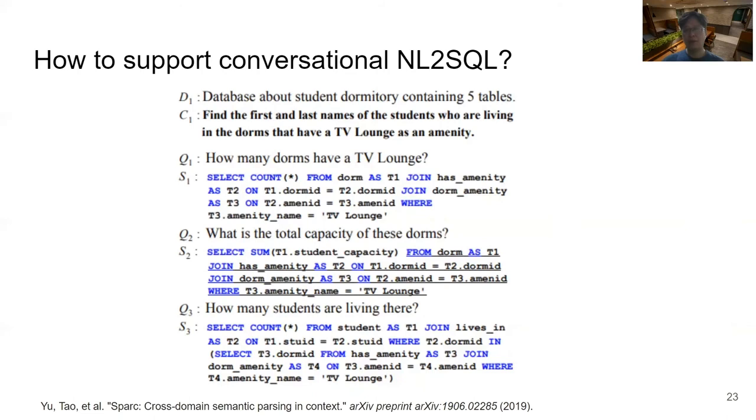Now I briefly explain how we can extend NL2SQL to support dialogue. That is conversational NL2SQL.